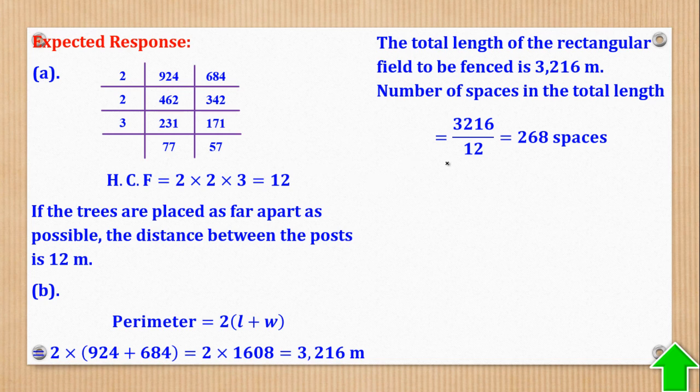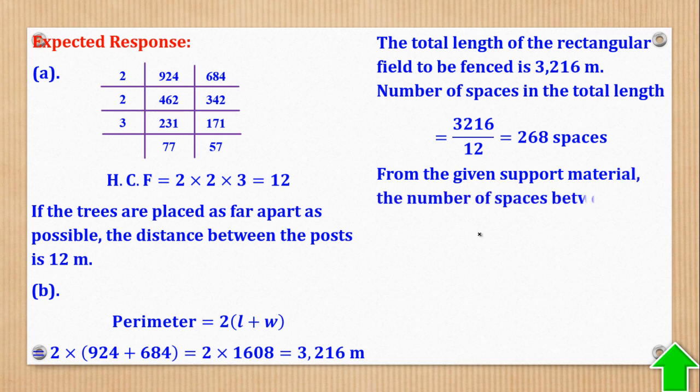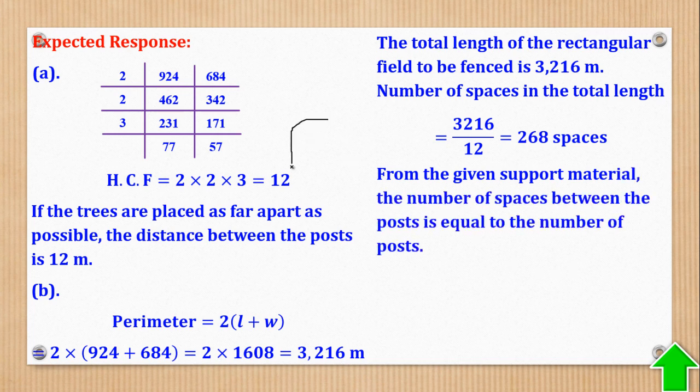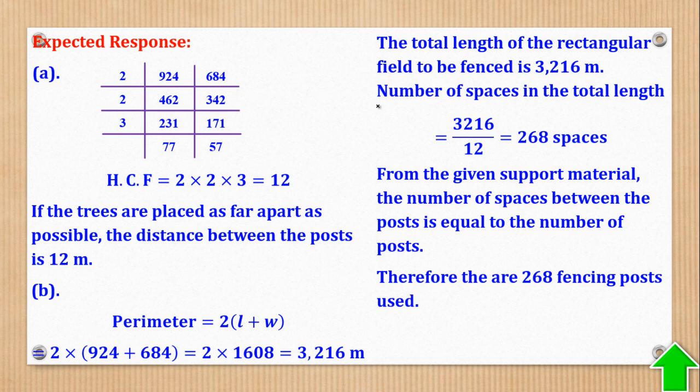Those are 268 spaces. Then from there we shall know that from the support material, if the field is circular, it implies that the number of spaces between the posts is equal to the number of posts used. Therefore, you can conclude that there will be 268 fencing posts. And basically that is what they wanted.